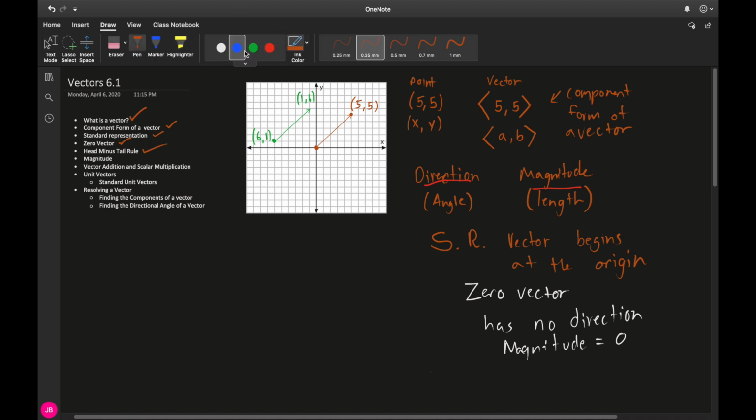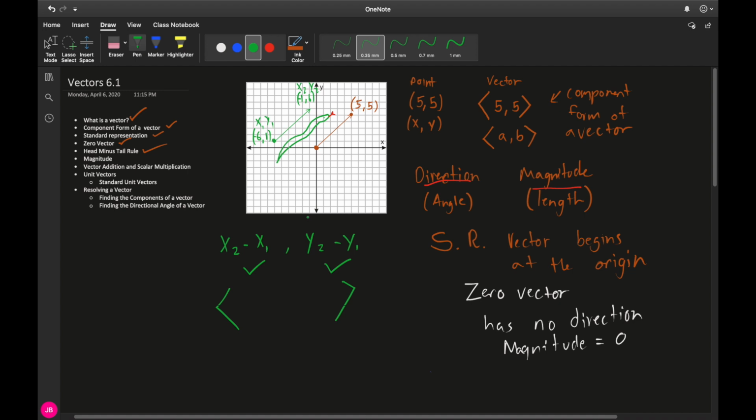So let's talk about head minus tail. You could pretend that this green vector is sort of like a snake. And as a snake slithers, its tail is left behind from where it started, and its head is in the direction that it's going. So when you talk about the head minus the tail, you're taking this second point and you're subtracting the first point. The formula for head minus tail is x2 minus x1 comma y2 minus y1.